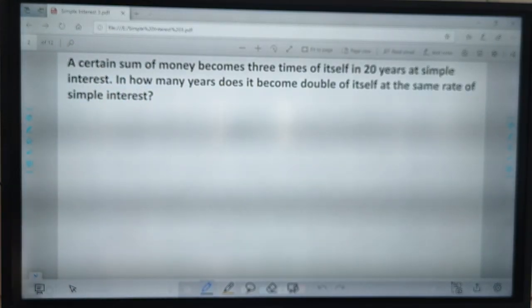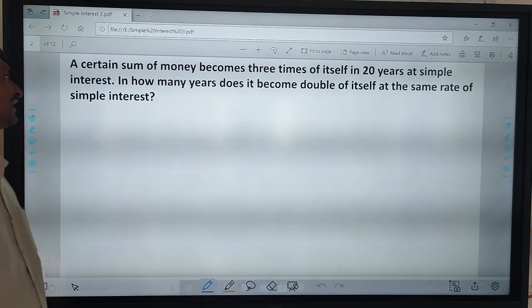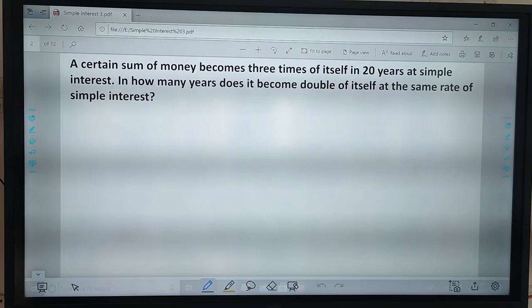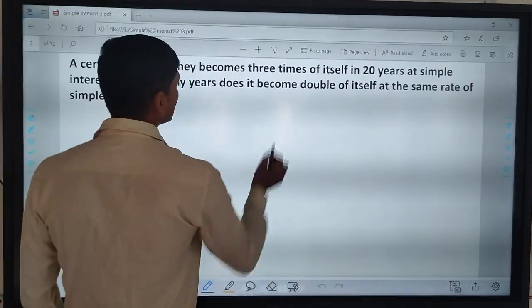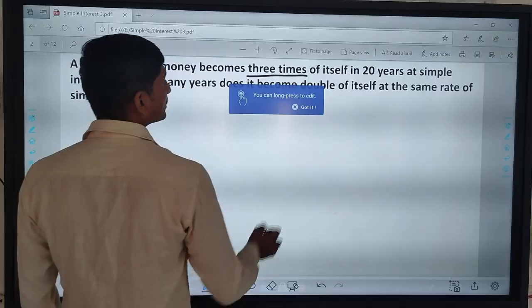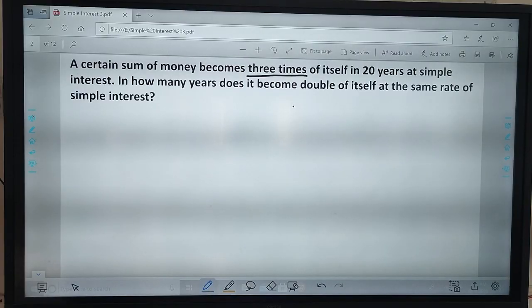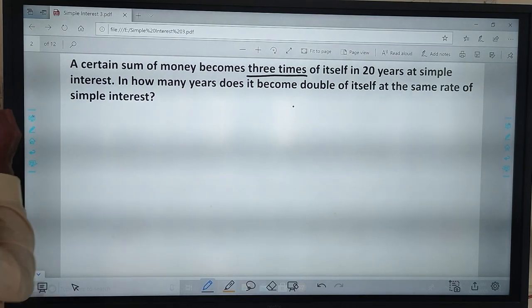A certain sum of money becomes 3 times of itself in 20 years at simple interest. In how many years does it become double of itself at the same rate of simple interest?